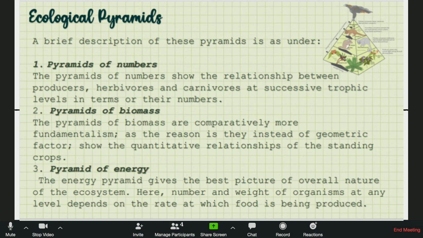The third and last pyramid is the pyramid of energy. The pyramid of energy gives the best picture of the overall nature of the ecosystem. Here, the number and weight of organisms at any level depends on the rate at which food is being produced. If we compare the pyramid of energy with the pyramids of numbers and biomass, which are pictures of the standing situations or organisms present at any moment, the pyramid of energy is a picture of the rates of passage of food mass through the food chain. It is always upright in shape.